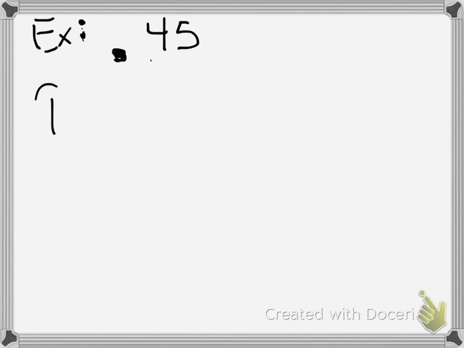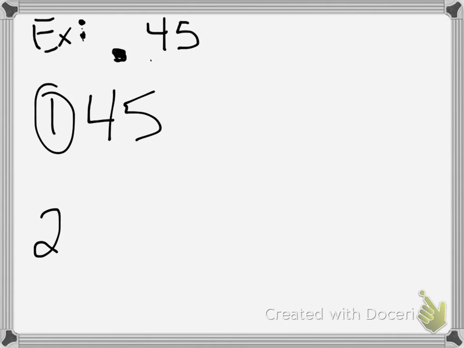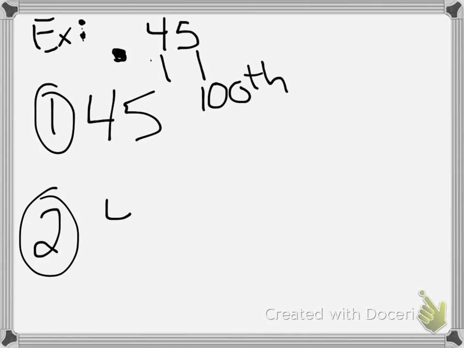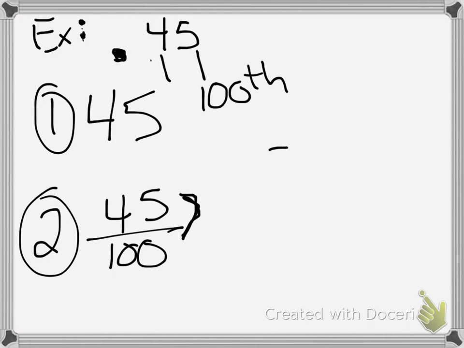Step 1, write without the decimal. So 45. Step 2, put it over the place value. So there's the tenths and the hundredths. So we put our number over 100. Guess what? That is a fraction right there. We did change it to a fraction, but we also need to simplify. So step 3, we need to simplify.